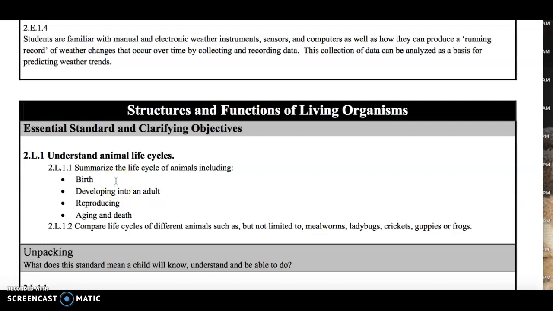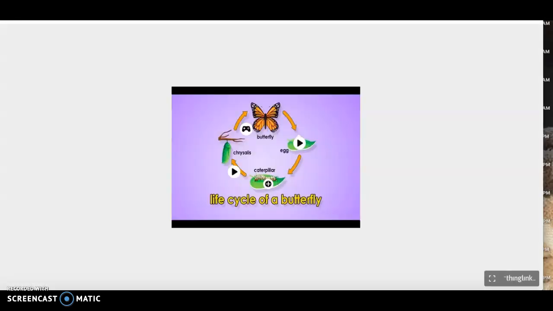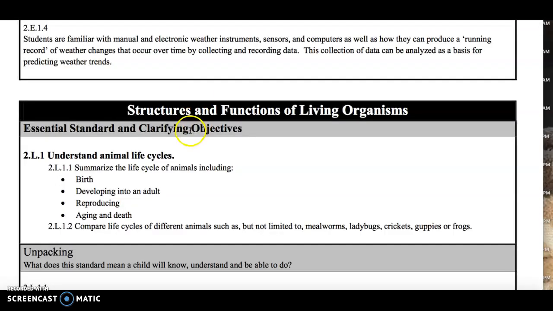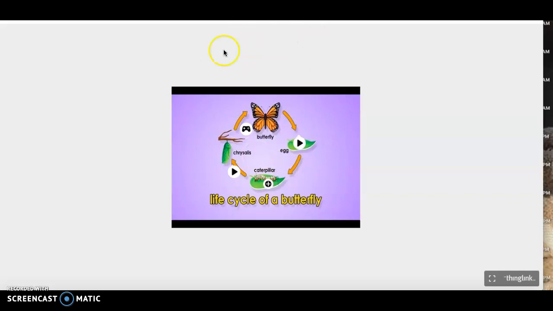So I specifically focused on the life cycle of a butterfly, instead of a bunch of different types of animals. So this is specifically going to be on the life cycle of a butterfly, and the content area is science.